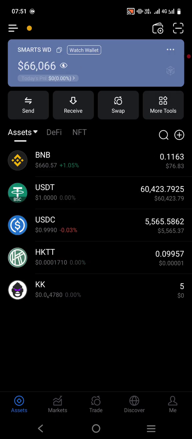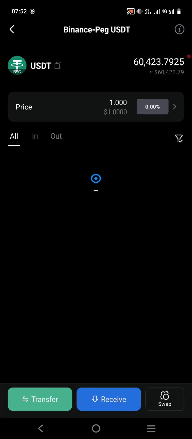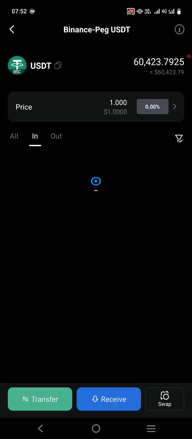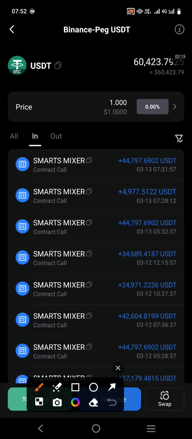Let's check. This is the withdrawal wallet, for example. If I go to the USDT and click on it, let's look at what I just talked about in the incoming transactions. If you click on the in, you will see that any money coming into this is coming from that smart mixer. That's why I gave them different names. Let's allow it to load. Good, you see it here. Profit generated by the bot comes straight to the mixer.